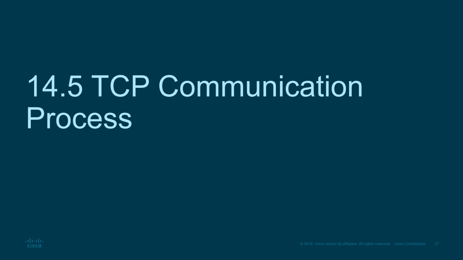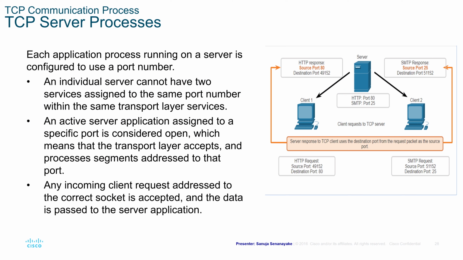TCP Communication Process. TCP server processes. Each application process running on a server is configured to use a port number. An individual server cannot have two services assigned to the same port number within the same transport services.